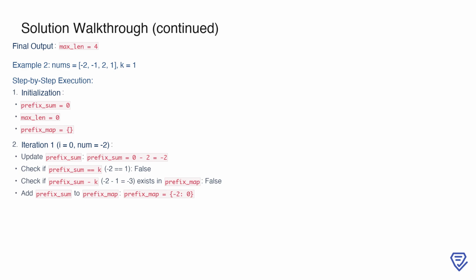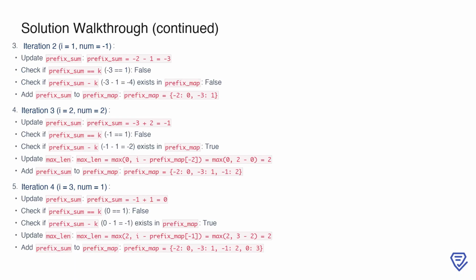In the first iteration, where i equals 0 and num equals -2, we update prefix_sum to -2. Since this does not equal k and prefix_sum - k equals -3 is not in prefix_map, we add prefix_sum with its index to the map. In iteration 2, with i equals 1 and num equals -1, updating prefix_sum gives -3. This is not equal to k, and prefix_sum - k equals -4 is not found in prefix_map. Thus, we add prefix_sum with its index to the map.